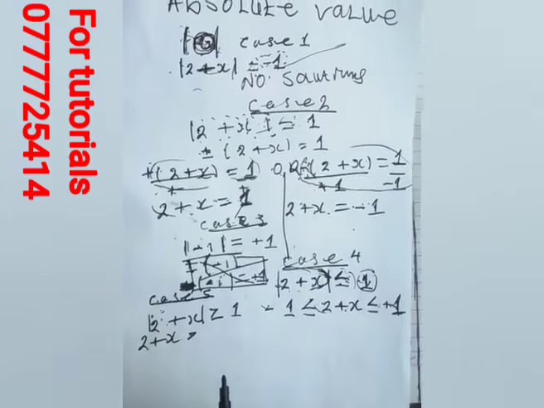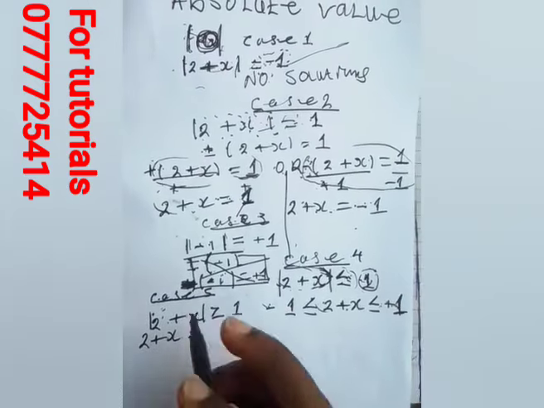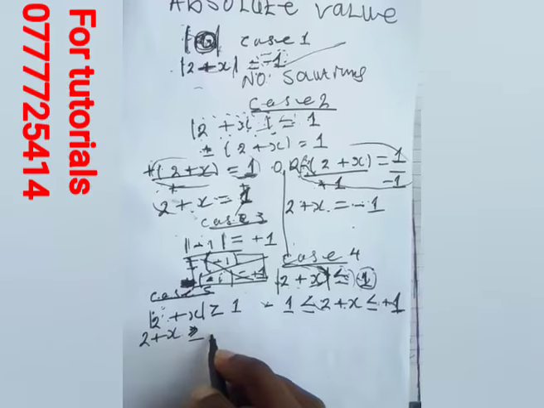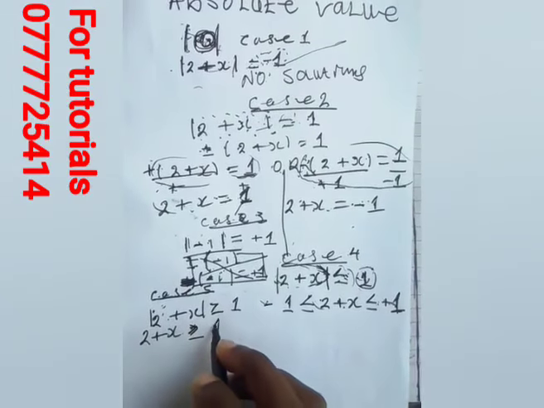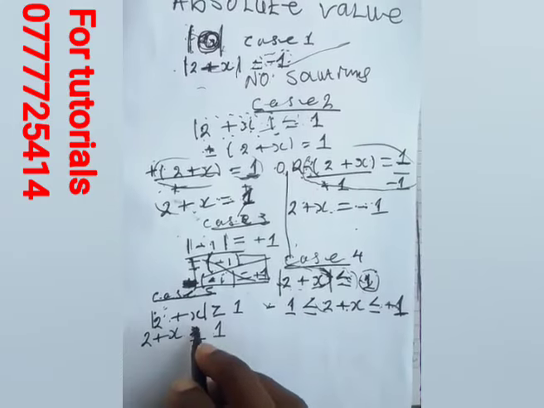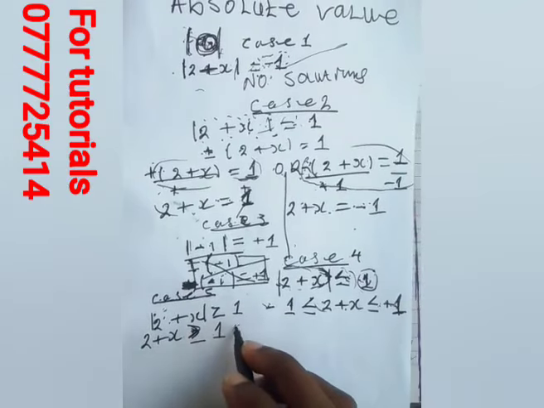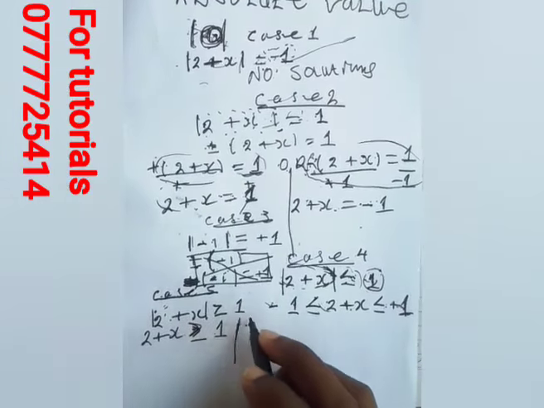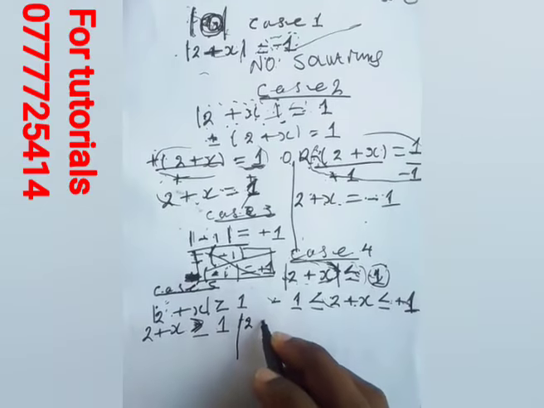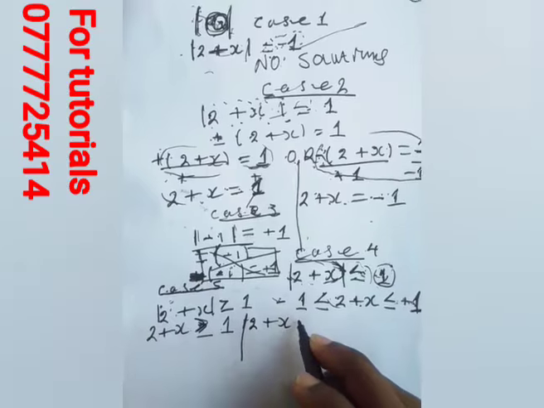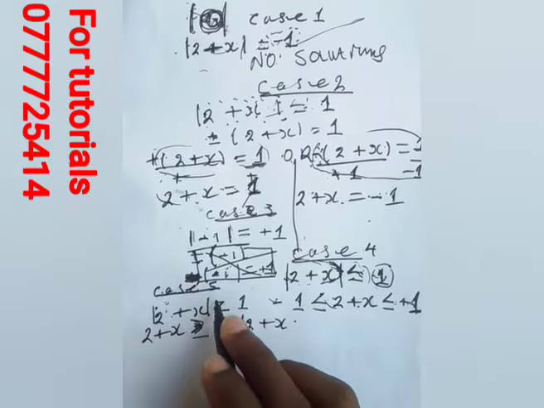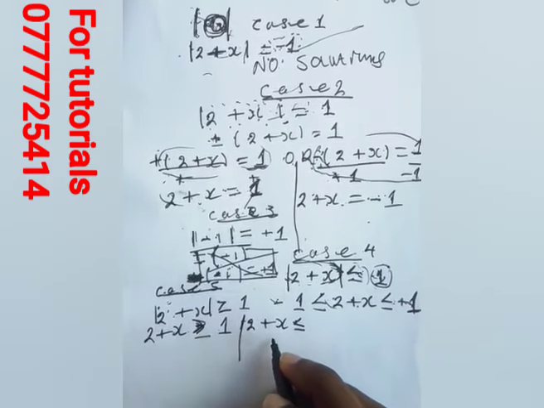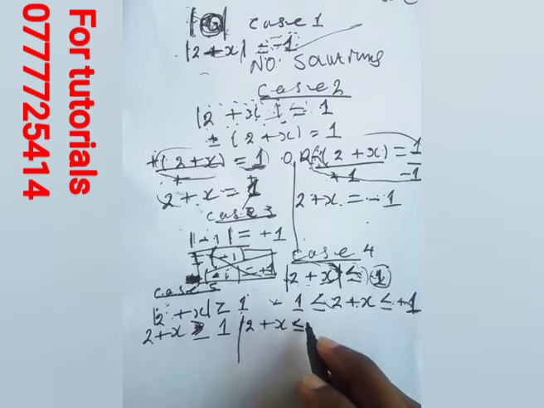Maintain the sign. So for the first one, maintain the sign that is here, and it is going to be a positive value. And for the other equation, you write what is here without the modulus, which is 2 plus x, and then you change the sign. If it is greater than or equal to, you change it to less than or equal to, and then you write the number that is here but as a negative.